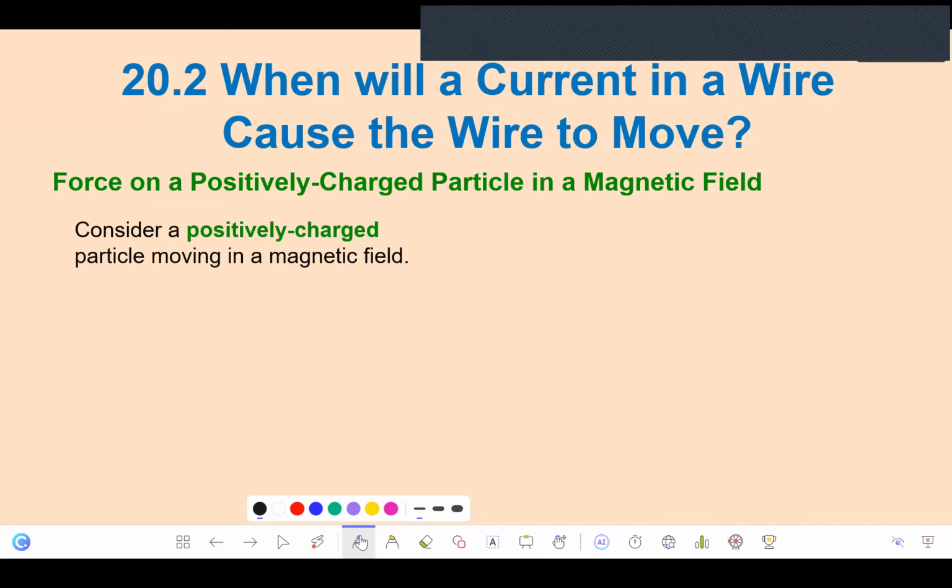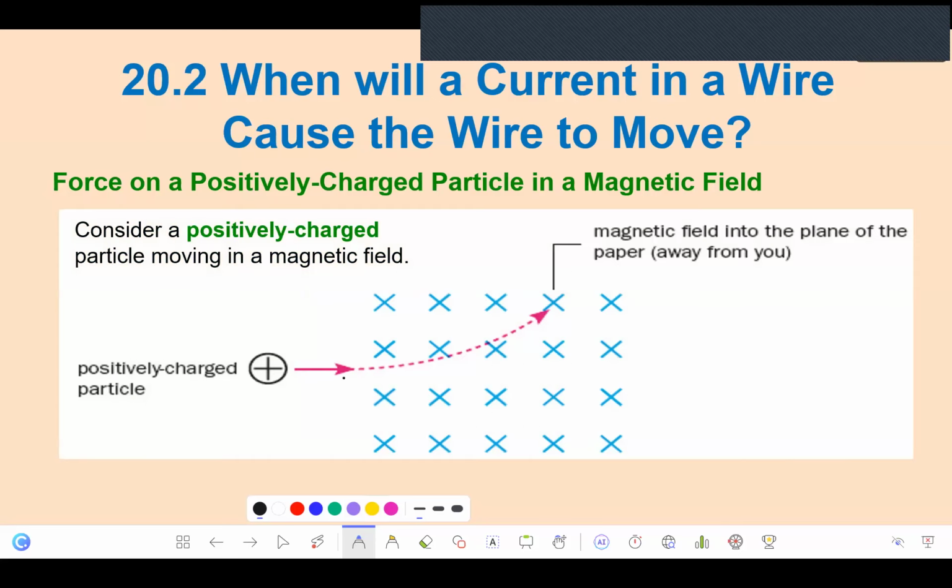Okay, so let's look into this. Okay, so I have a positive charge moving. So this positive charge moving is going to form a current.